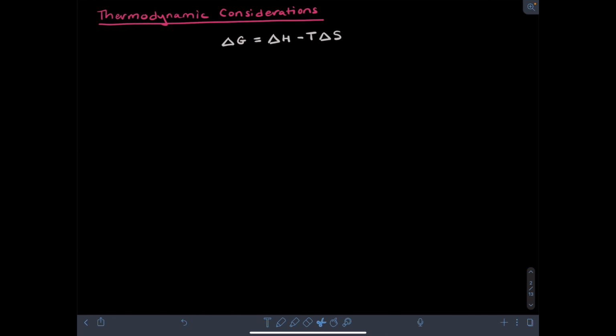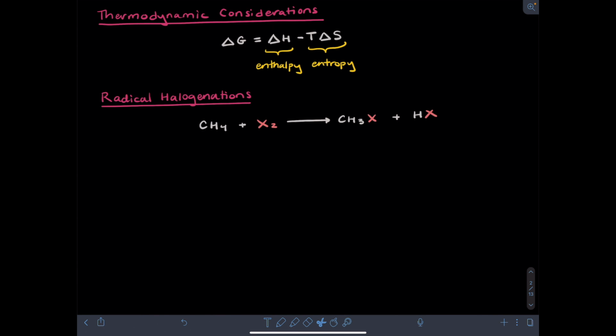Recall that delta G, the Gibbs free energy, is equal to delta H minus T delta S. Delta H is the enthalpy term, and the minus T delta S is the entropy term, multiplied by the temperature. The reaction we're going to be considering through this whole video are radical halogenation reactions. This will involve treatment of an alkane, such as methane, with a halogen, X2. This radical reaction will form a new carbon-halogen bond, and HX.